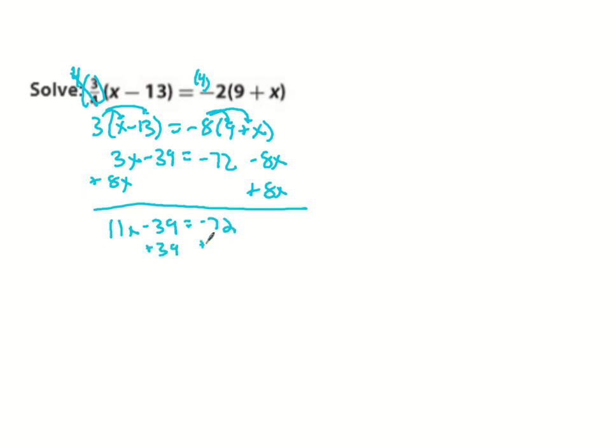I can add 39 to both sides. I get 11x equals, let's see here, -33. Divided by 11, x is -3. So after all that, x is just -3.